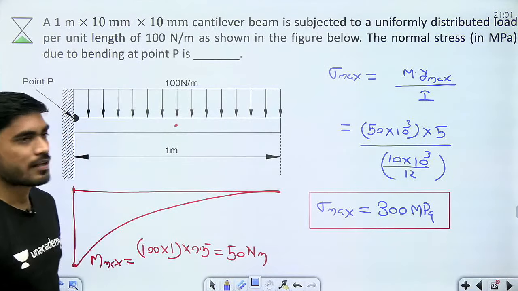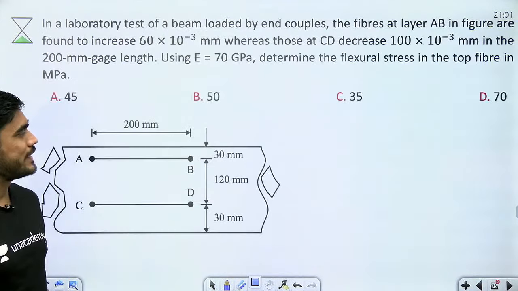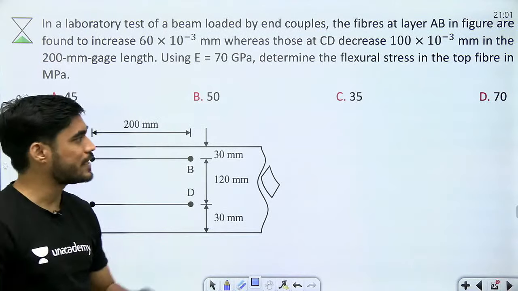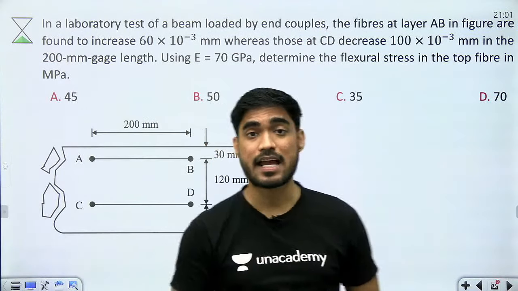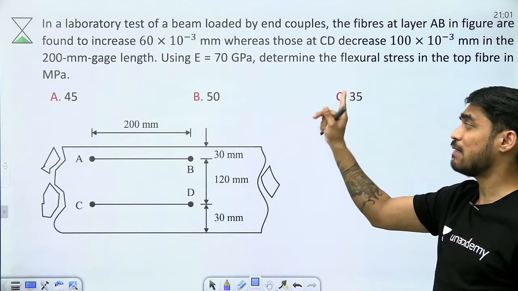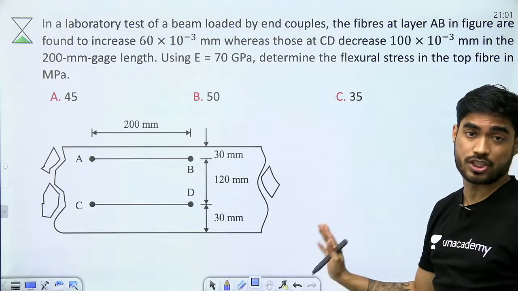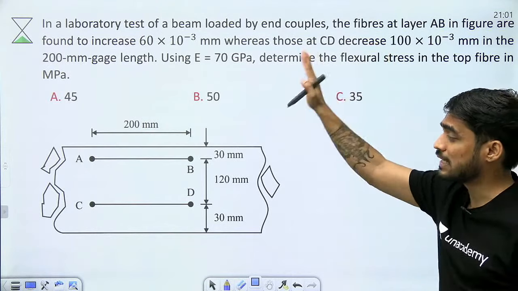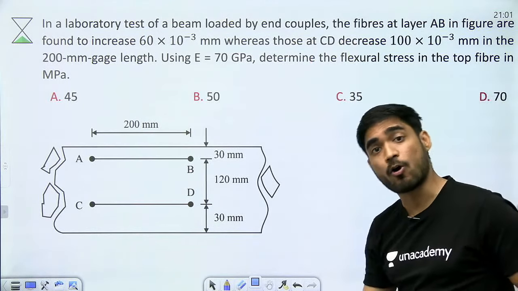Now beta, I have a question as an assignment for you. This question is an assignment for you. I want every child to attempt this question and try to solve it on their own. I want every one of you to attempt this question, to solve this question on your own.